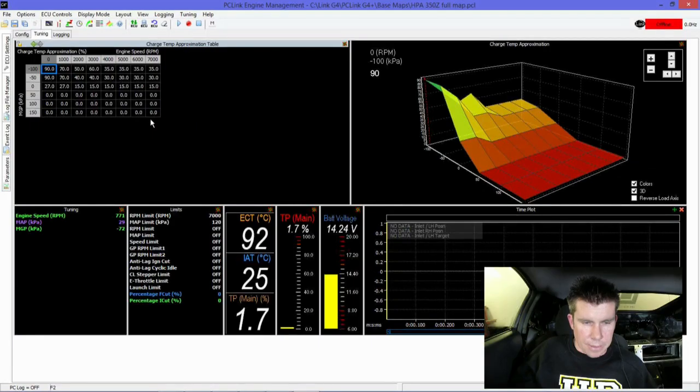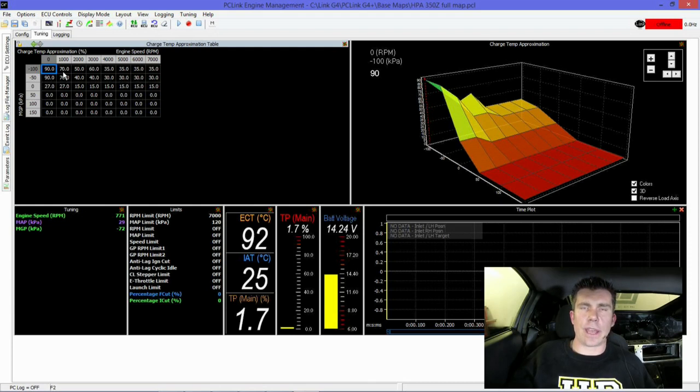Okay, if we look at the laptop screen here, this is the charge temperature approximation table. We've got our load axis, manifold pressure, and our engine RPM axis, and you'll see we've got numbers between 100 and 0 in this table. When we are at very low airspeed down here, high manifold vacuum, low engine RPM, you can see the numbers are quite high. We've got 90 and 70. And what the numbers in this table mean is whether the ECU is going to bias the charge temperature estimate off the engine coolant temperature sensor or the intake air temperature sensor.